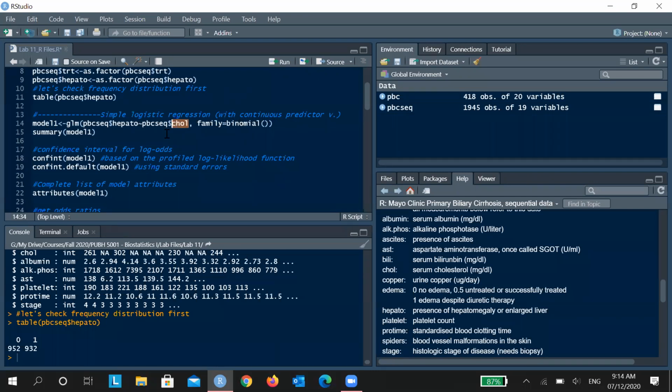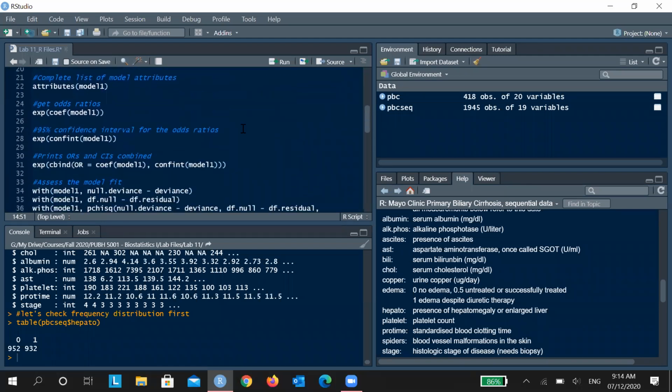If I want to see whether serum cholesterol levels are associated with hepatomegaly, whether serum cholesterol level is an important predictor for hepatomegaly or not, let's just assume this is my research question. So this is your y variable, and this is your x variable after the tilde. Now this is something different that we didn't see with linear regression. I'm specifying family equal to binomial, saying it's a binomial distribution for logistic regression.